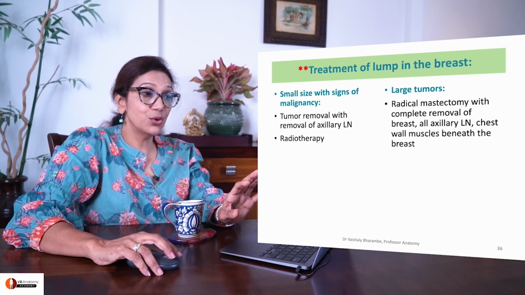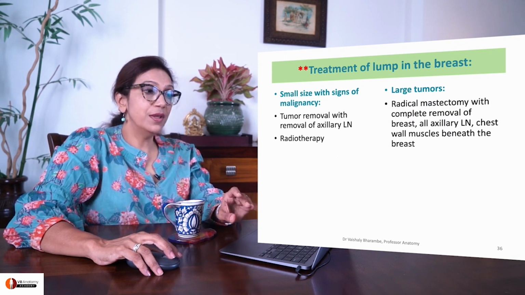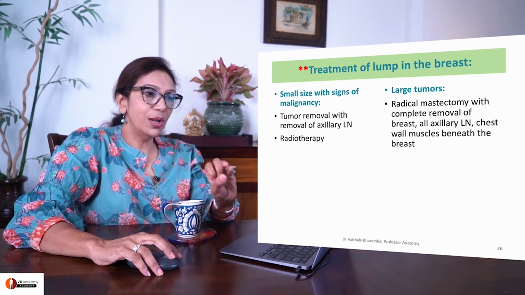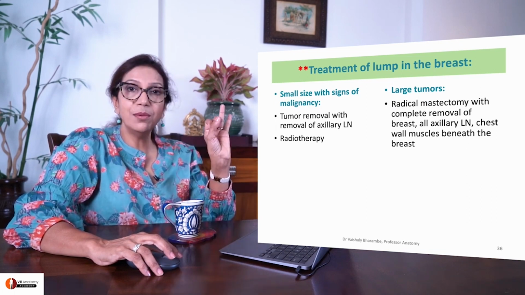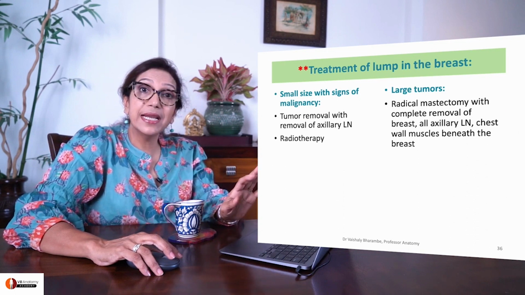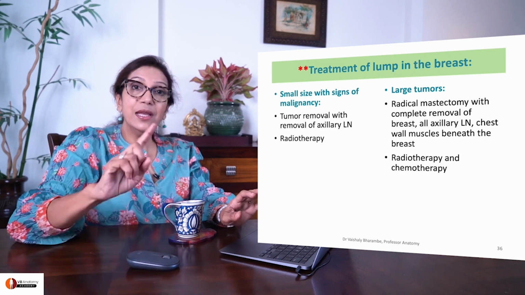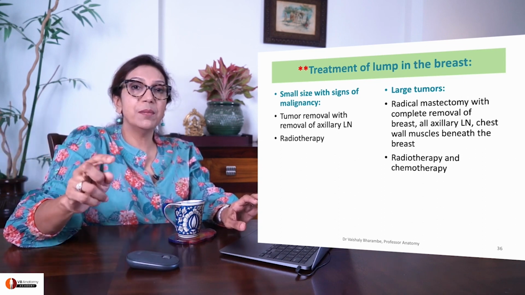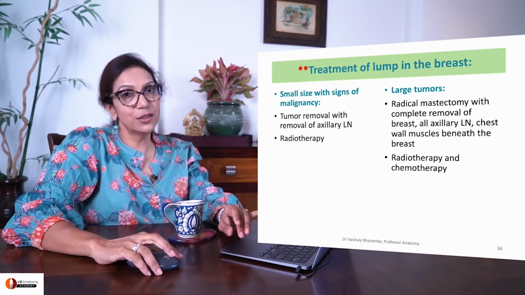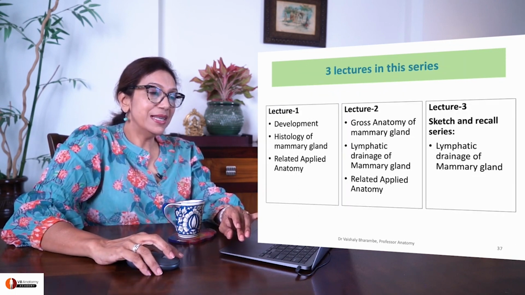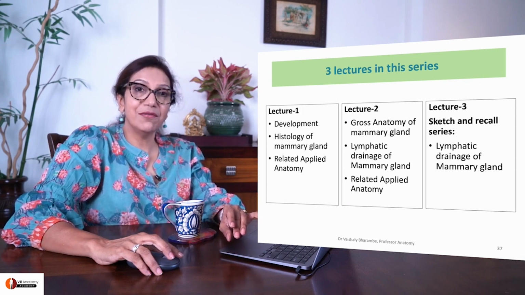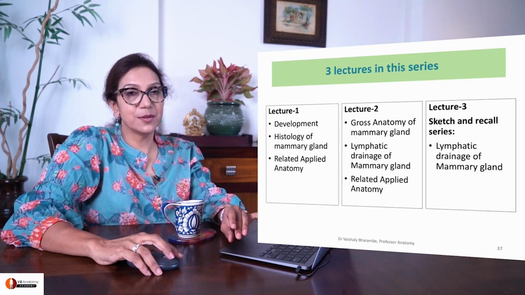But if it's a large tumor, what will you do? You will do a radical mastectomy: the entire mammary gland, all axillary lymph nodes, and the chest wall muscles beneath the breast, everything is removed. Then you take the patient up for radiotherapy and chemotherapy. And then let's hope the patient makes it through. So this ends my lecture 2 on mammary gland gross anatomy, lymphatic drainage and applied anatomy.